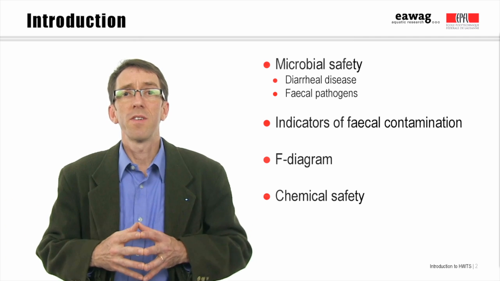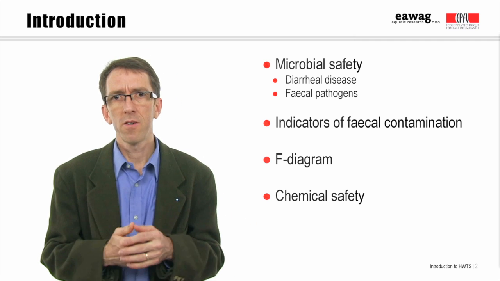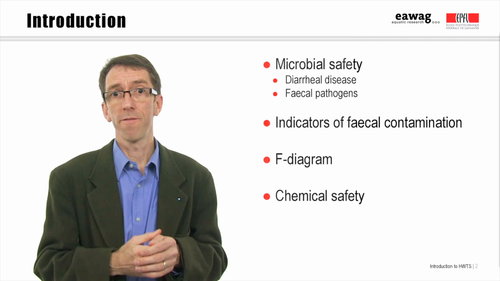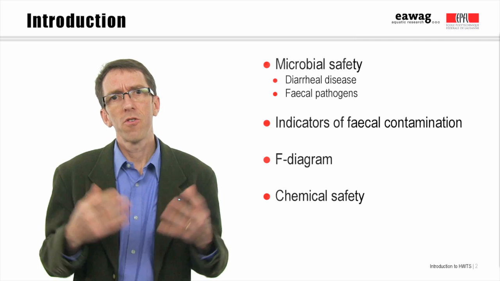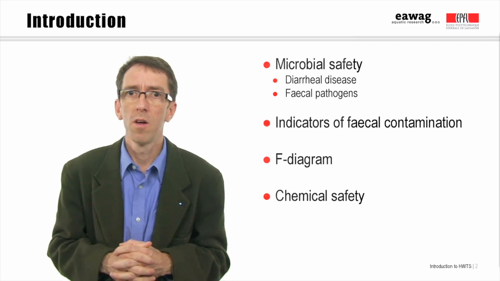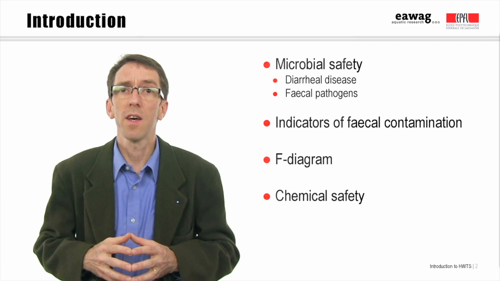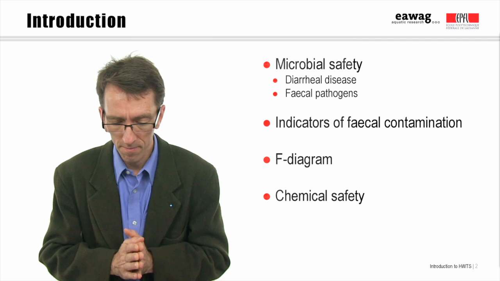Now you know about some of the specific pathogens that can cause diarrheal disease, and that most of these pathogens originate in human or animal feces. Well, there are so many different pathogens, it's impractical to try and measure them all. So what we do instead is we use indicator species to indicate the presence of fecal contamination.